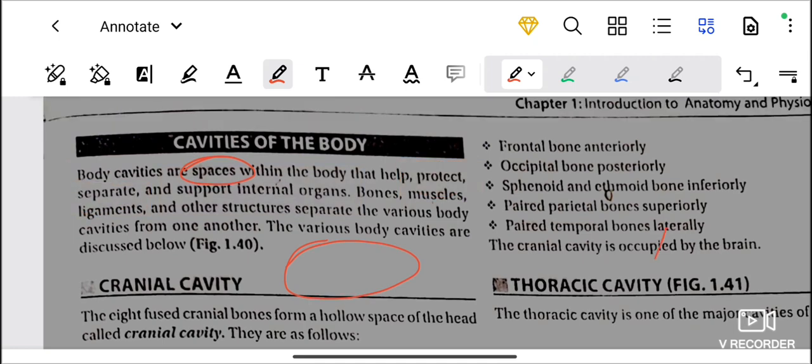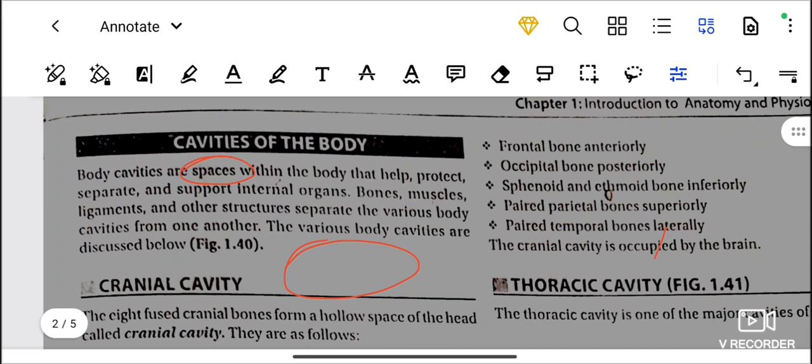Bones, muscles, ligaments and other structures separate the various body cavities from one another. That means the cavities are separated by bones, ligaments or muscles.